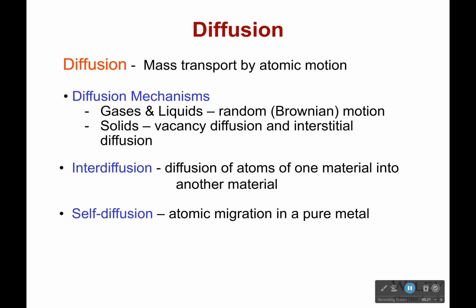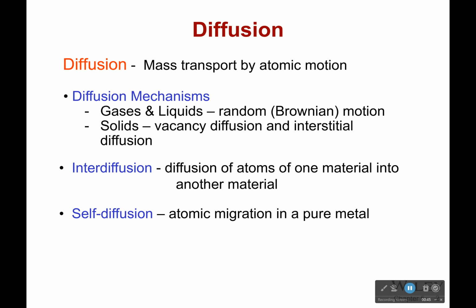So first off, what is diffusion? Well, it's mass transport by atomic motion. For gases and liquids, that's just random, which is called Brownian motion. They're just bouncing into each other and moving around each other. That's all great, but what we really care about in this class is the solids aspect.